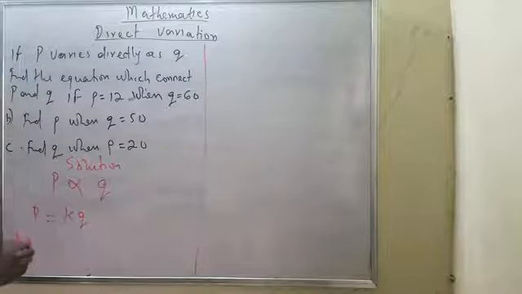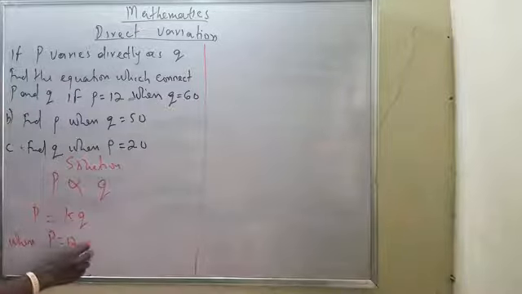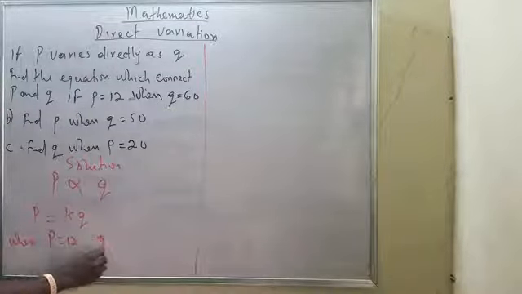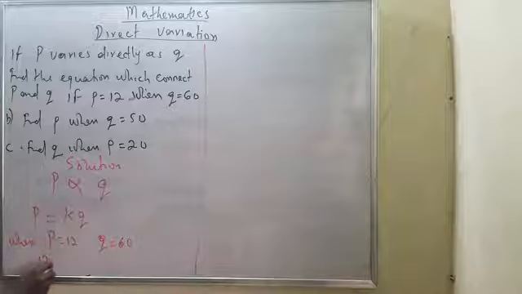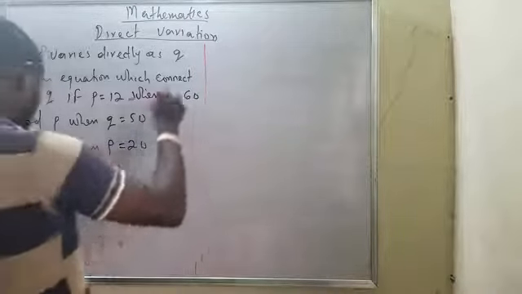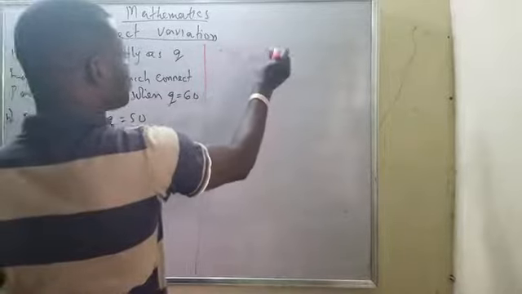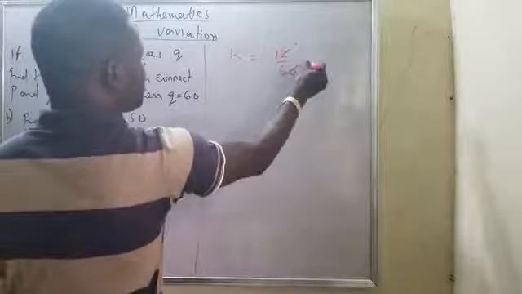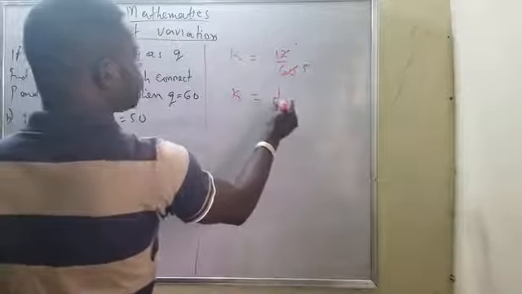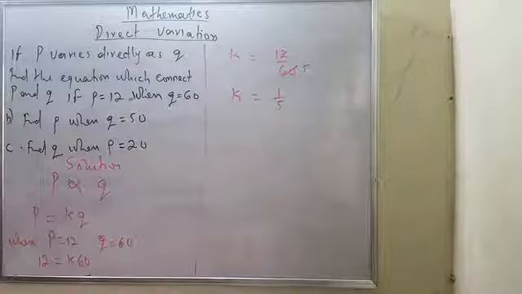From the question, when P equals 12 and Q equals 60, it means I'll be having 12 equals K times 60. Now, divide both sides by 60. K will be equal to 12 over 60, which is 1 over 5. So K equals 1 over 5. Now, that is my K value.